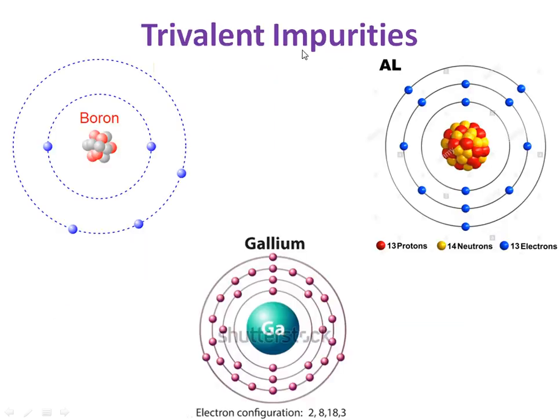For example, trivalent impurities are group 3 atoms. If you take a boron atom, the valence band is filled with 3 electrons. Aluminium has 13 electrons, but look at the last band, it has 1 2 3, so it has 3 electrons. Similarly gallium, the electron configuration is 2 8 18 and 3, so the last band is filled with 3 electrons. That's why it is known as trivalent impurities.